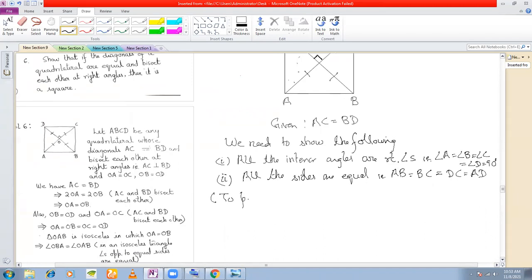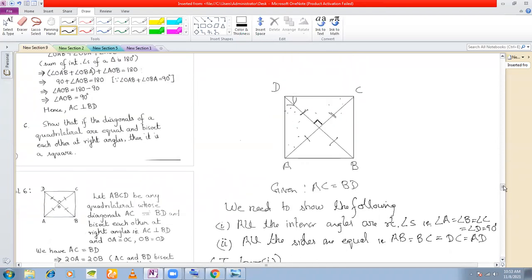To prove one, all the interior angles are 90 degree. Now look here. Now we don't know whether all these angles are 90 degree or not. What do we know? We know that the diagonals are equal in length and that they bisect each other at right angles. So we know AC is equal to BD. Apart from this, we also know AC perpendicular to BD. This is also given to you, right?